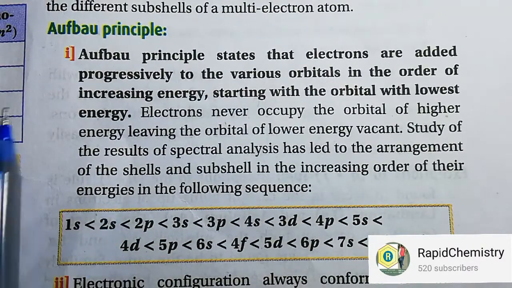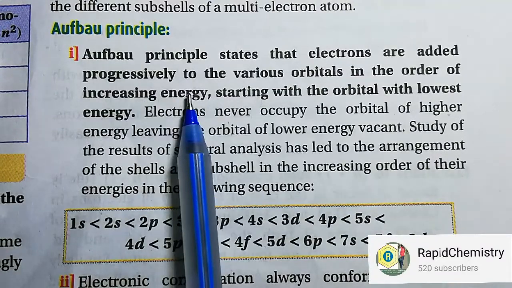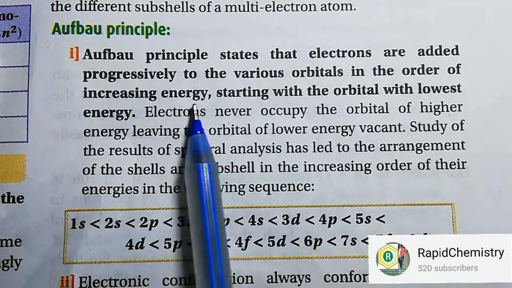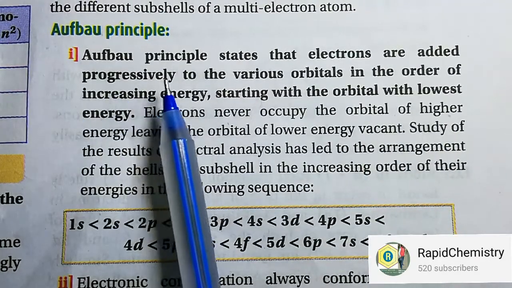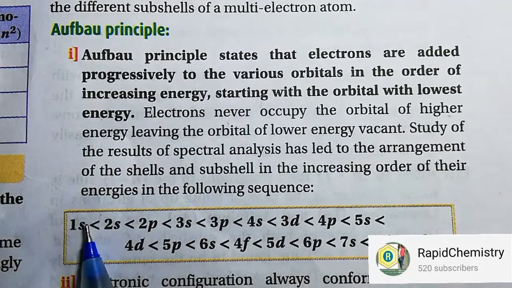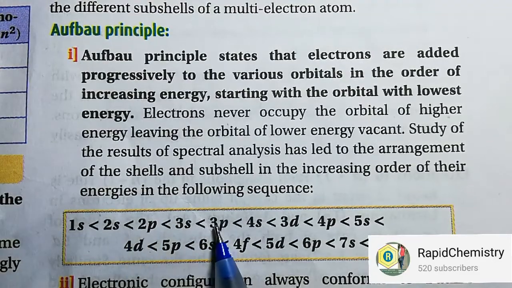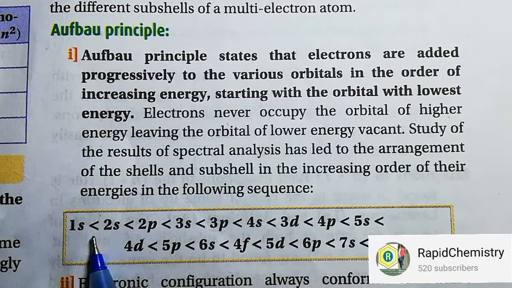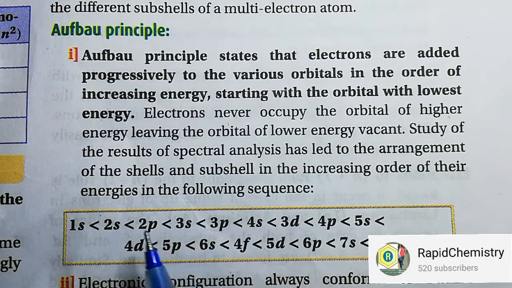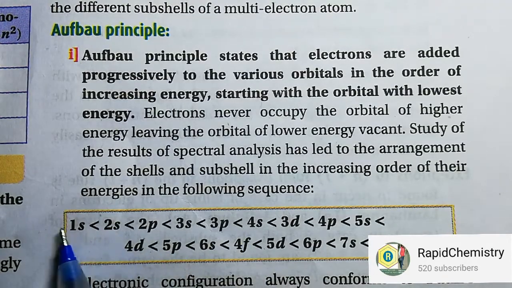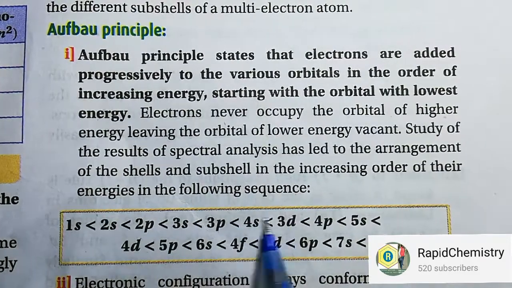We have to remember the above principle, which states that electrons are added progressively to the various orbitals in the order of their increasing energy, starting with the orbital with lowest energy. That means the electron will enter the orbital where the energy is minimum at first, and then progressively enter orbitals where the energy is more, and we have to remember that order: 1s, 2s, 2p, 3s, 3p. Energy increases in that order from 1s to 2s, and the energy is maximum for 6d, and so on.